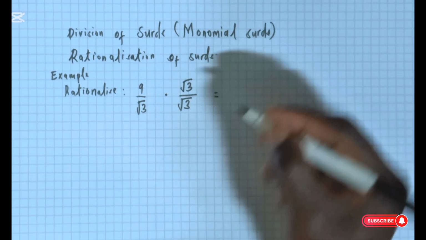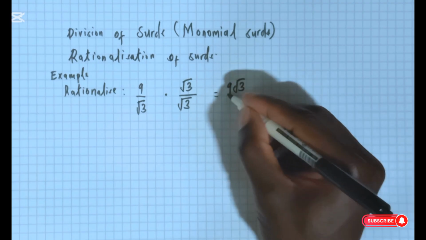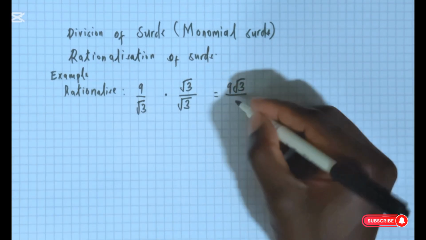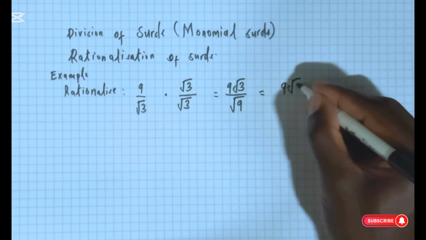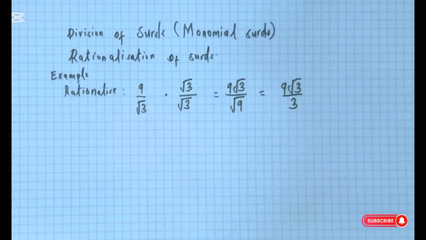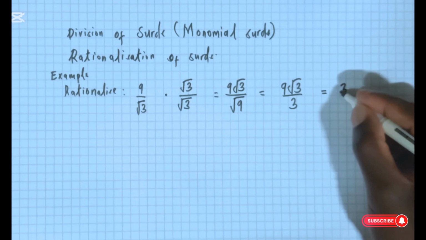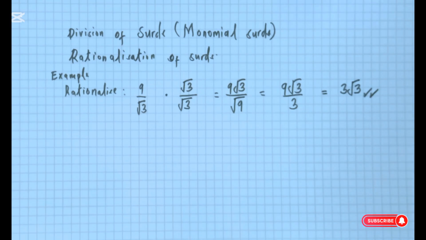So this is going to leave us with 9 times root 3, which will be 9 root 3, all over root 3 times root 3, which of course is going to be root 9, and that's going to give us 9 root 3 all over 3. Notice 3 divided into 9 is going to give us 3 root 3. And so that will be it for our first problem, that's going to be our answer.